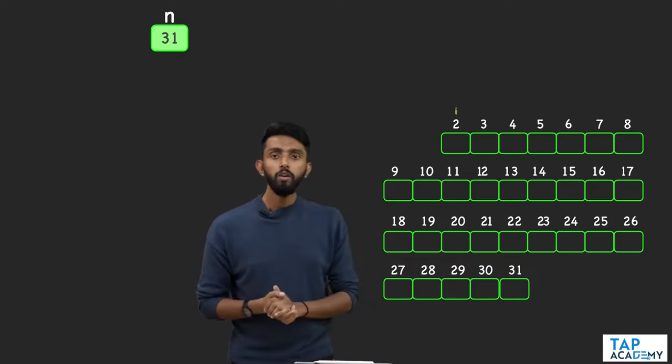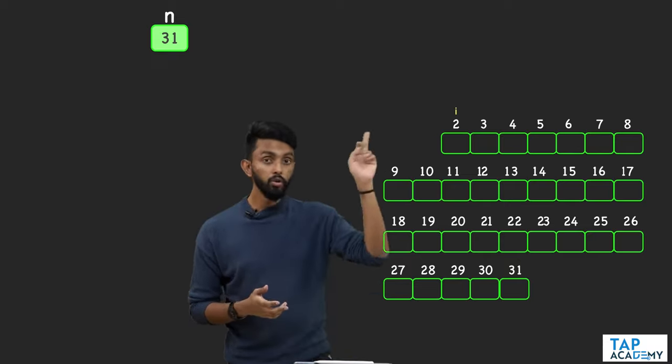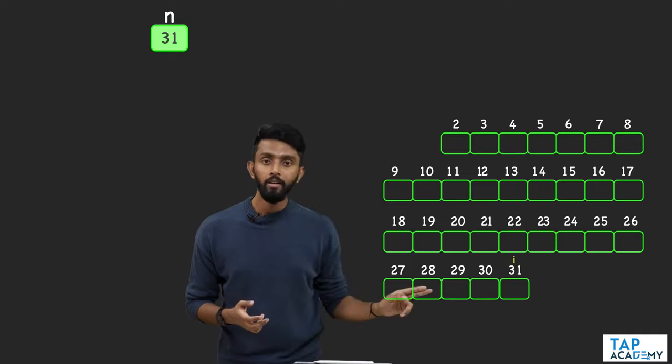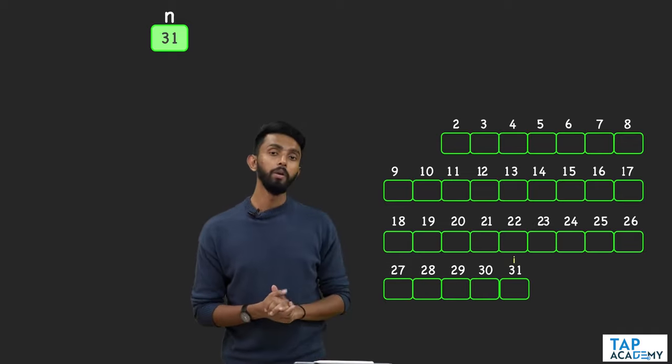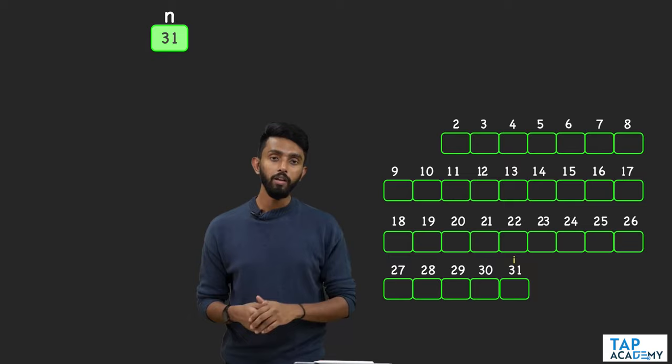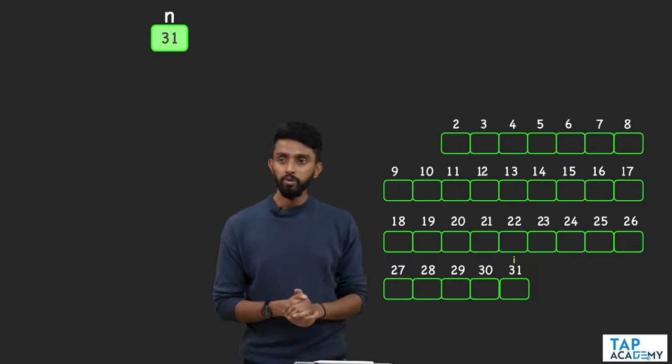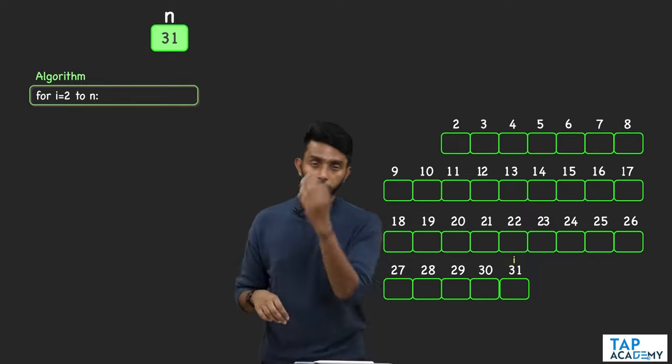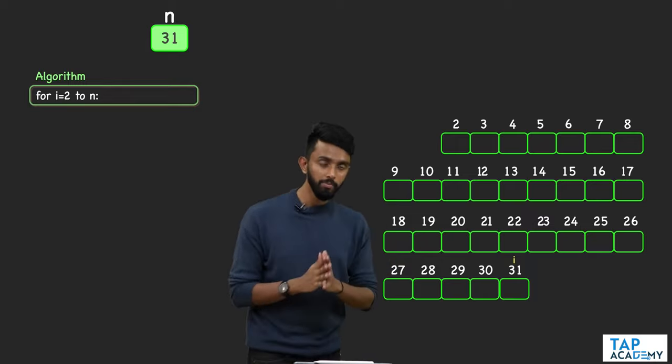I is going to start from 2 and it is going to go all the way till n. It is going to go till the end, I hope you are able to think, which means till 31 it is going to go. Any confusion? And that is what I am also writing there, for I is equal to 2 to n, I am going to run a loop. Now inside the loop, you must understand something.